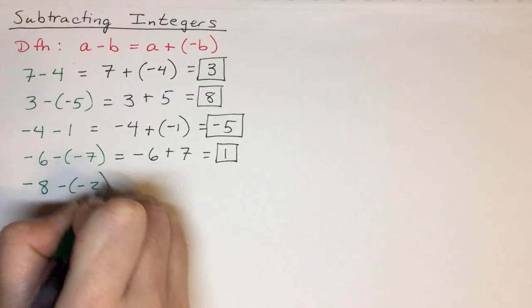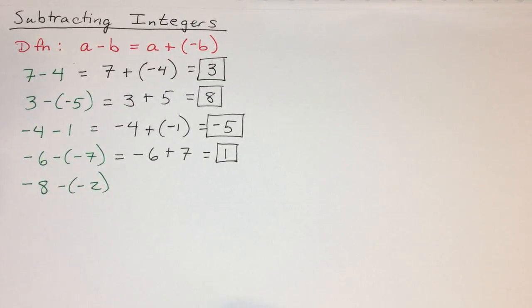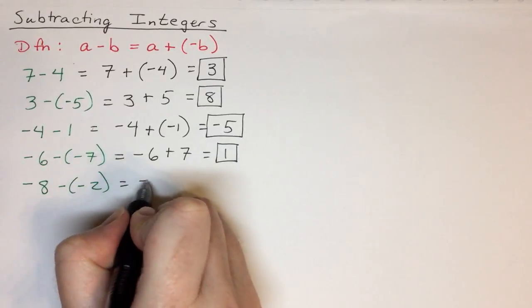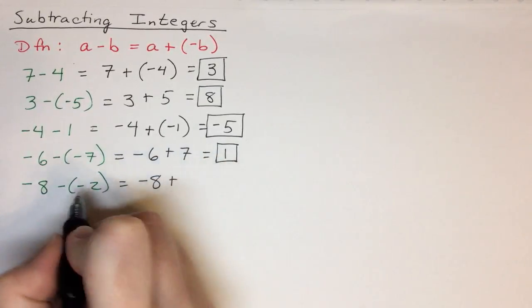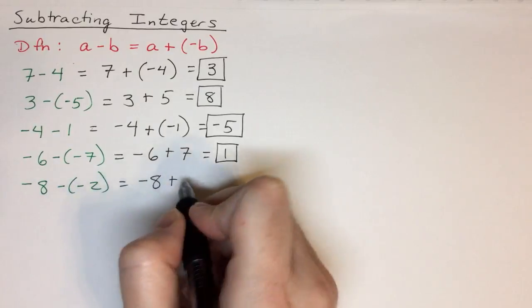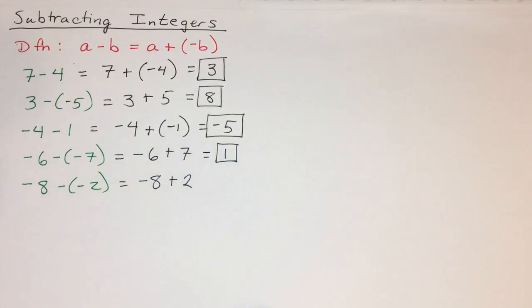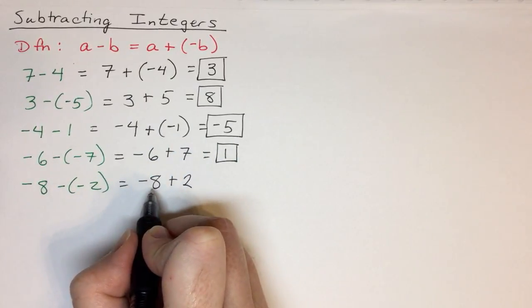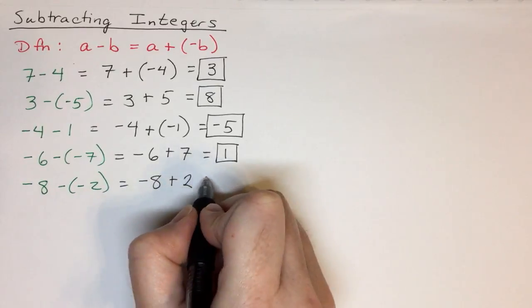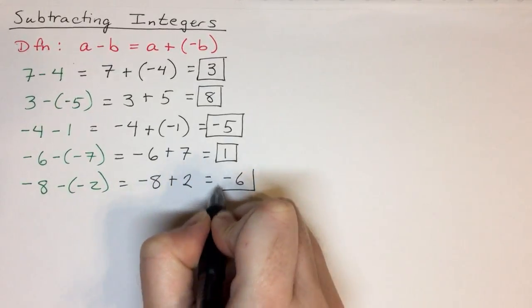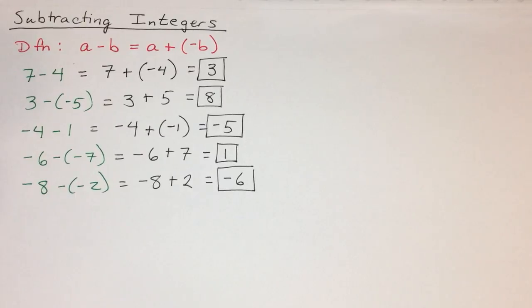Negative 8 minus negative 2. Rewrite subtraction as addition. Negative 8 plus, I was subtracting a negative 2, so the opposite of negative 2 is positive 2. I owe 8, I have 2, so my net is that I owe 6.